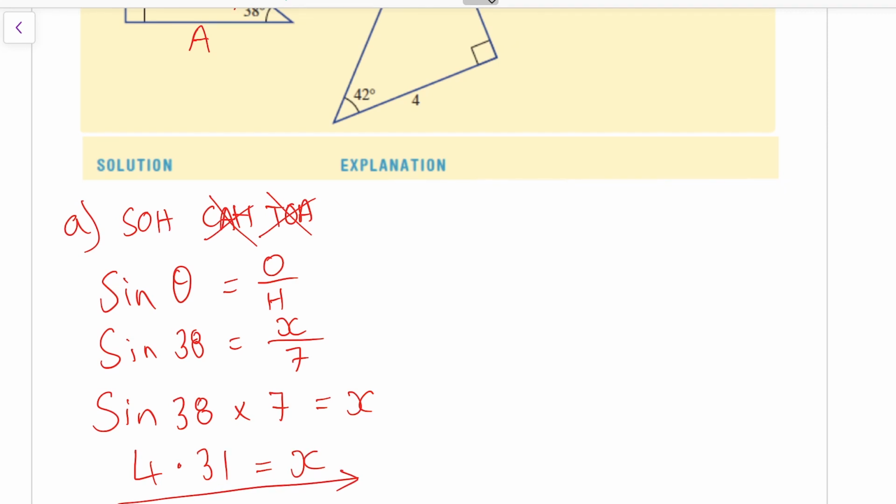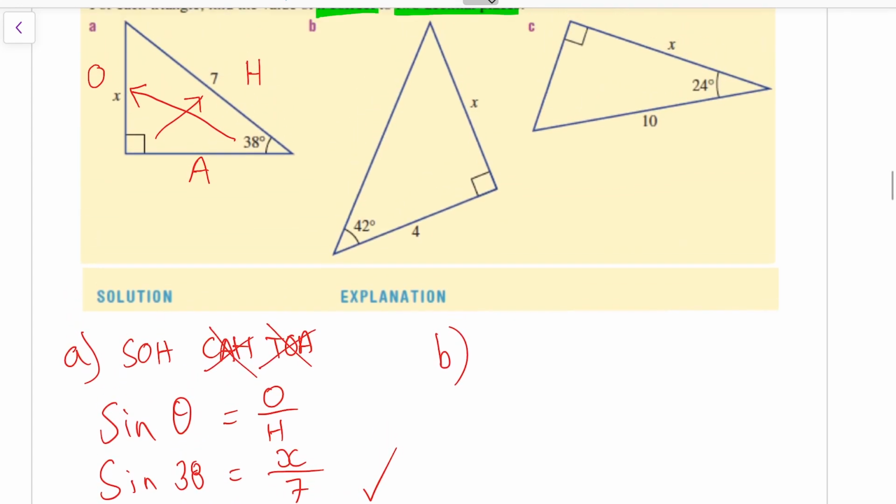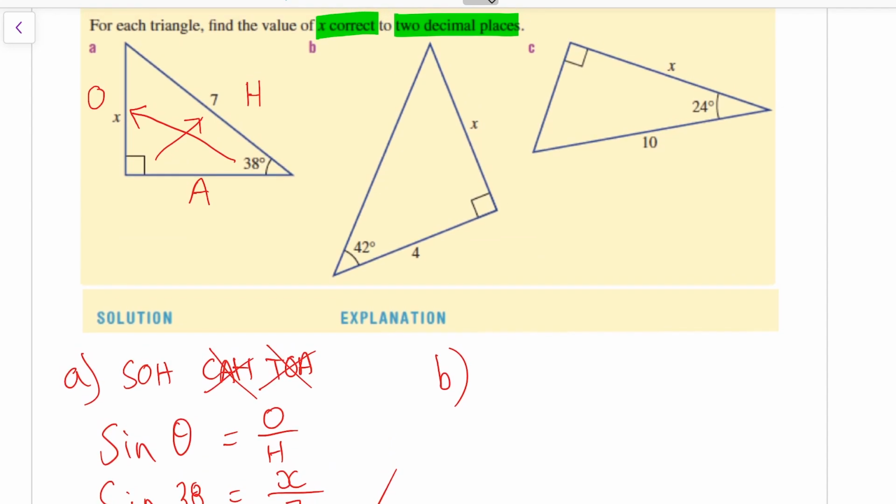You get 1 mark for your working out and 1 mark for the answer, normally 2 marks for these type of questions. Great. So for B, back to your diagram, label it. Opposite the right angle, that's my hypotenuse. 42 degrees is where my theta is. So the x is now my opposite side and the 4 is my adjacent.